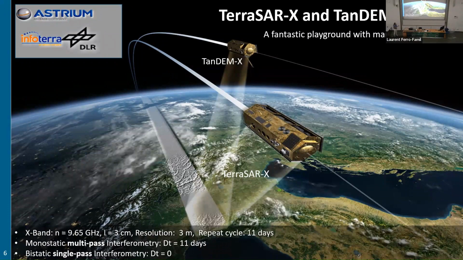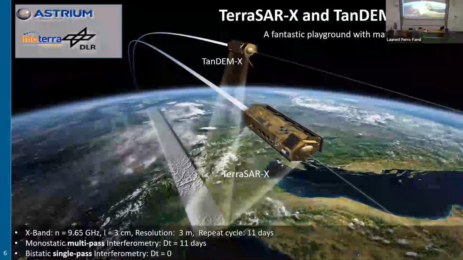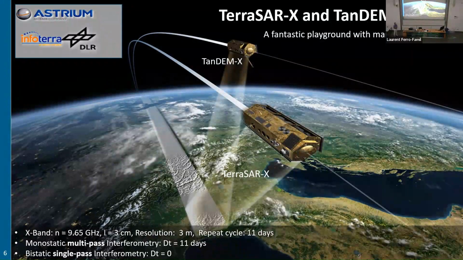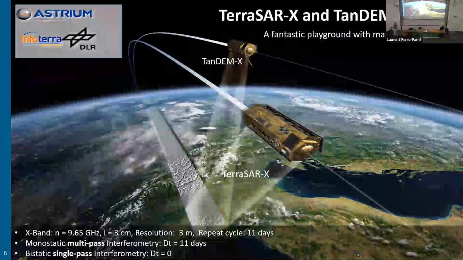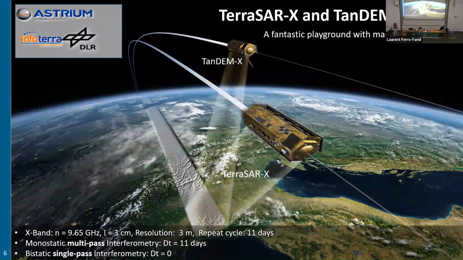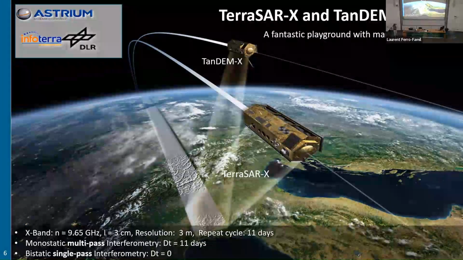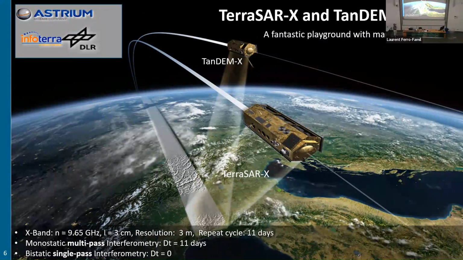Why are we doing this? Because this mission has been constructed to produce a global digital elevation model, and this is what has been done for years. The global digital elevation model has been available since 2015 with a spatial resolution of around 12 meters and a vertical accuracy of up to 2 meters, or even 1 meter for flat terrain. So this was the main idea.